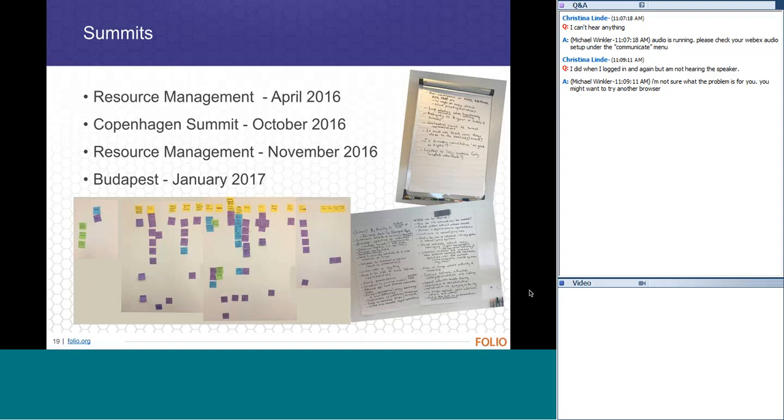We followed that up with wider topic-focused events in Copenhagen and in Budapest about the general Folio platform as a whole, rather than specific resource management. And there was another resource management summit in November, where people dug into the workflows and the details of how some of these processes might work. These pictures are examples of some of the output that we got from these.